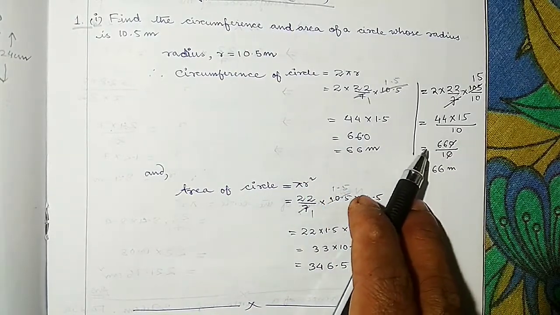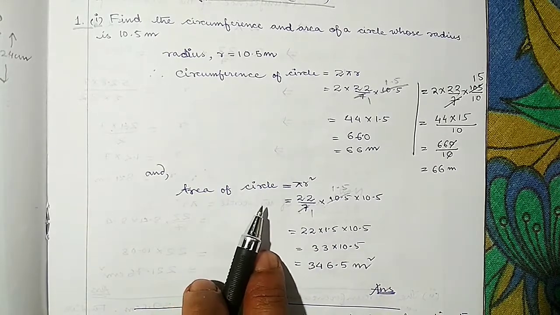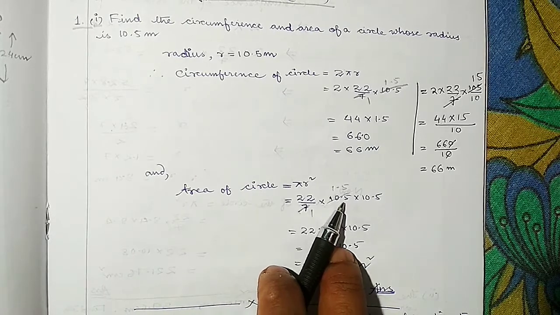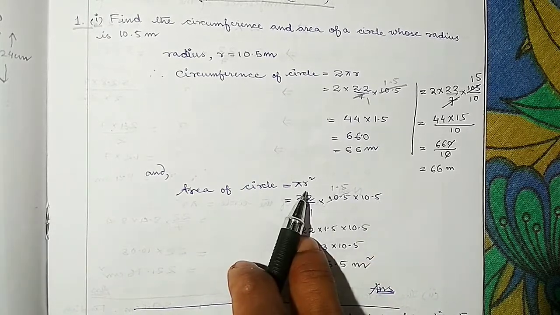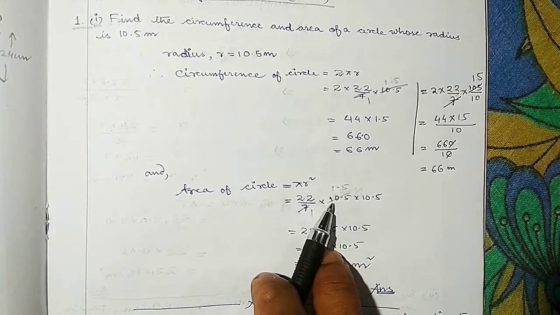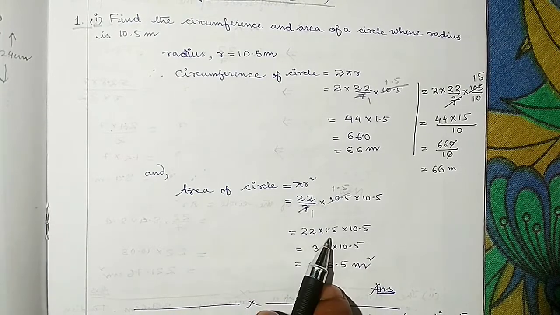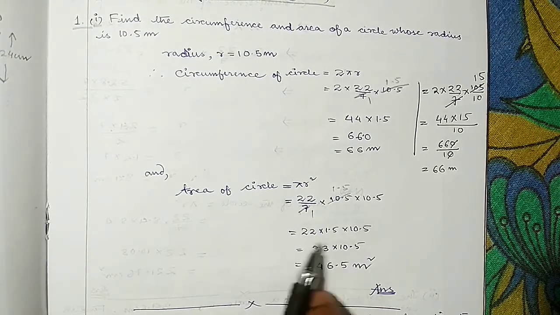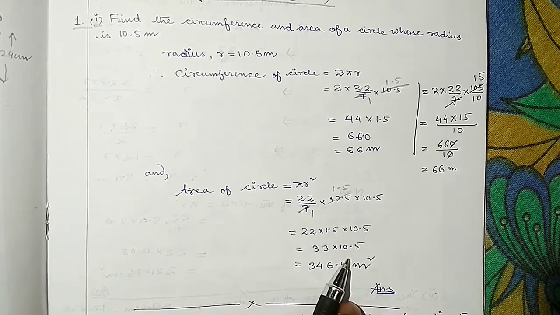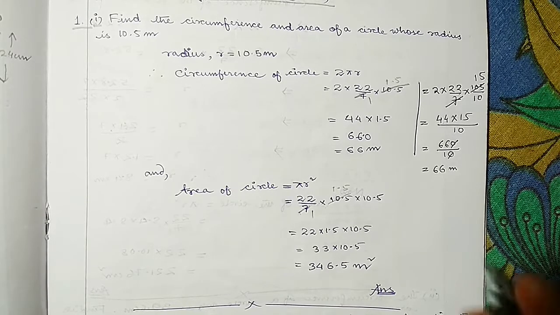Now second part of the question is, you have to find the area of the circle also. Now area of the circle, we know the formula, pi r square. So it is 22/7 into 10.5 into 10.5. Because it is r square, so we have to write r twice. Now 7 and 10.5, if you cancel, you are going to get 1.5. So it will be 22 into 1.5 into 10.5. 22 into 1.5, it will give you 33 into 10.5. And if you multiply, you are going to get 346.5.